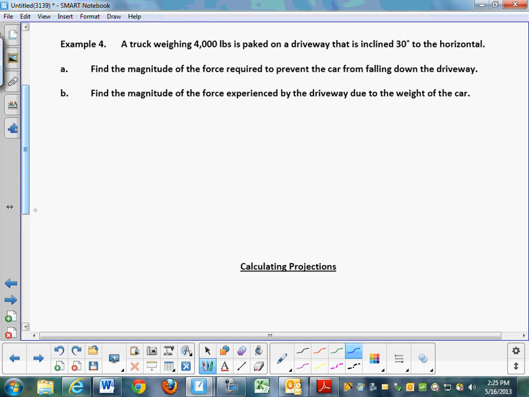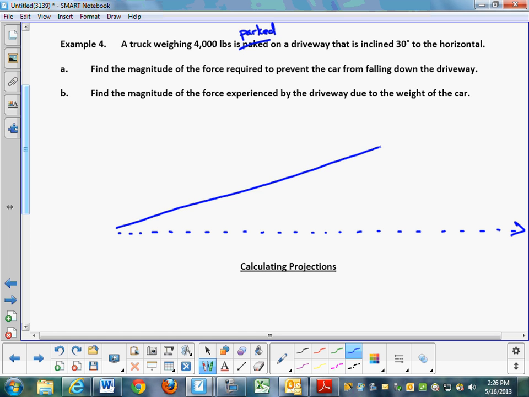A truck weighing 4,000 pounds is parked on a driveway that is inclined 30 degrees to the horizontal. This is a question which you will get on your test, okay? Very, very similar in design, okay? So you want to be ready for this, okay? So I have a horizontal, and I've got this driveway that has a 30 degree incline. I have my truck. Don't laugh at my drawing.